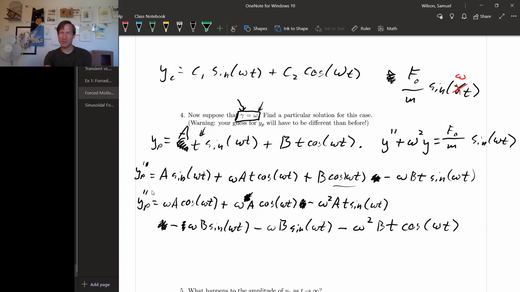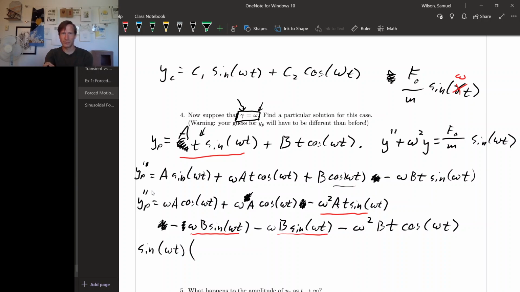Let's gather up all the terms that have a sine in them. So sine omega t. So let's see. There is, let me just underline those terms. There's this one, this one, this one, and this one.